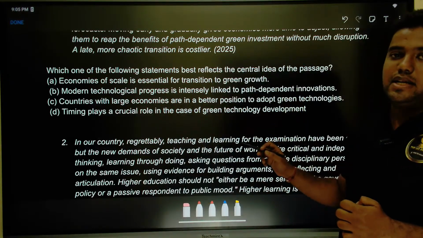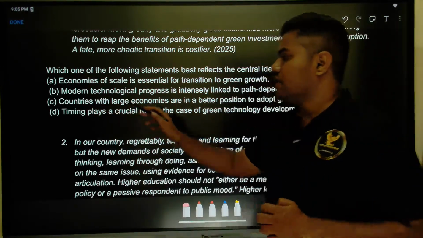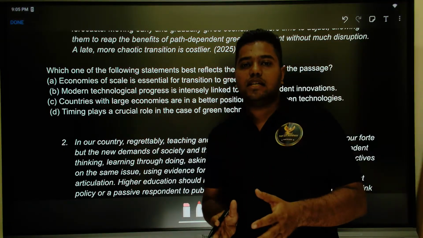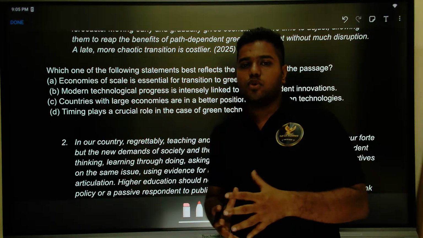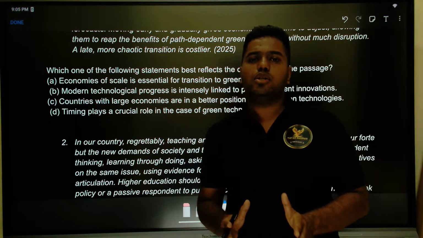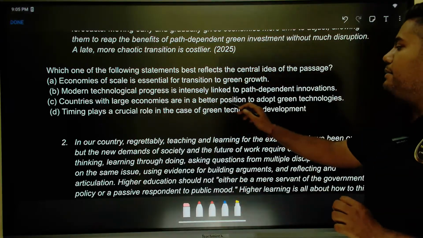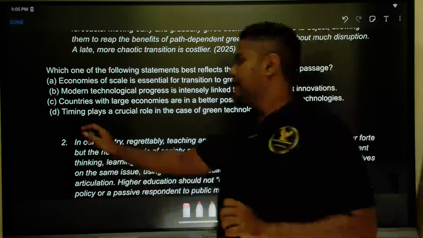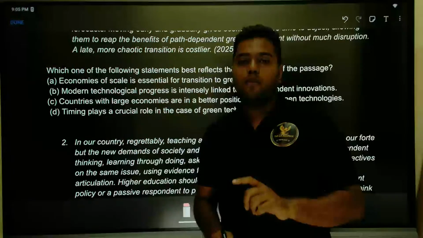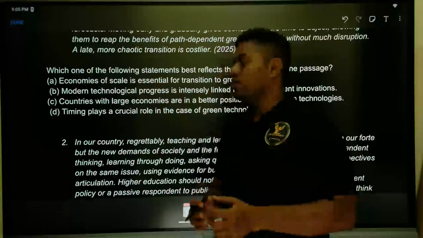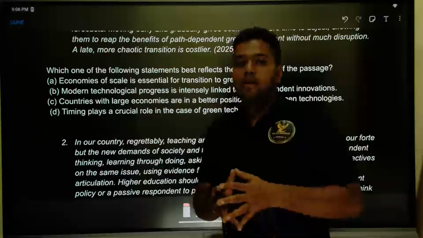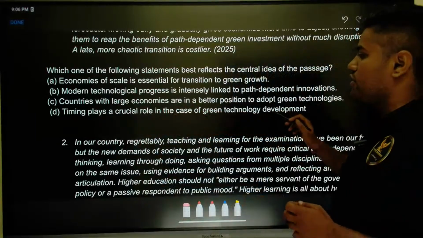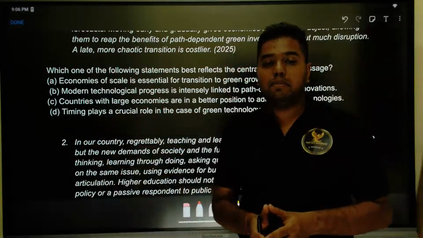Yes, it is linked to path dependence because there are a couple of paths. Countries with larger economies: this is clearly an out of passage statement, as nowhere in the passage does he deal with larger economies or big countries like the US. No, right? He's not making a comparison between larger and smaller countries being in a better position to adapt. So this is clearly an out of passage statement. Timing plays a crucial role. This is what the late transition is about. So his focus was on the path, one early path, the other a later path, which is crucial in the case of green technology development. So my answer is D. Timing plays a crucial role.